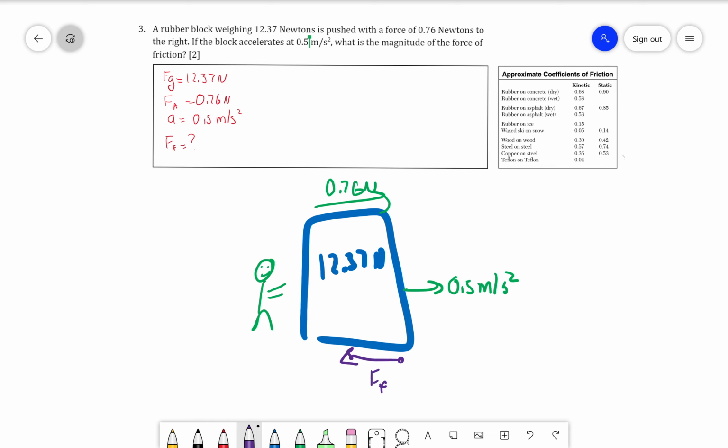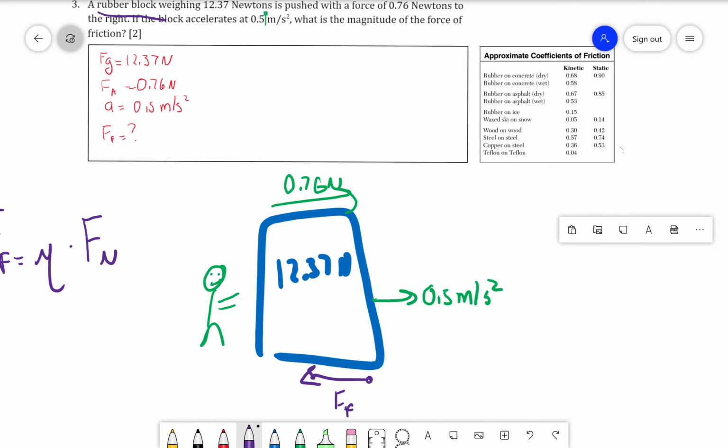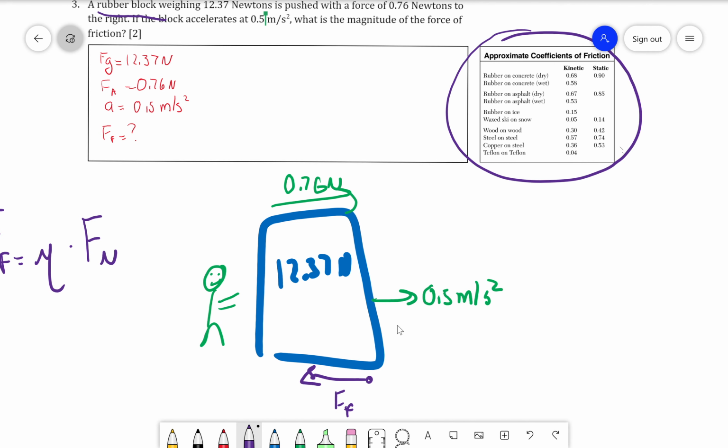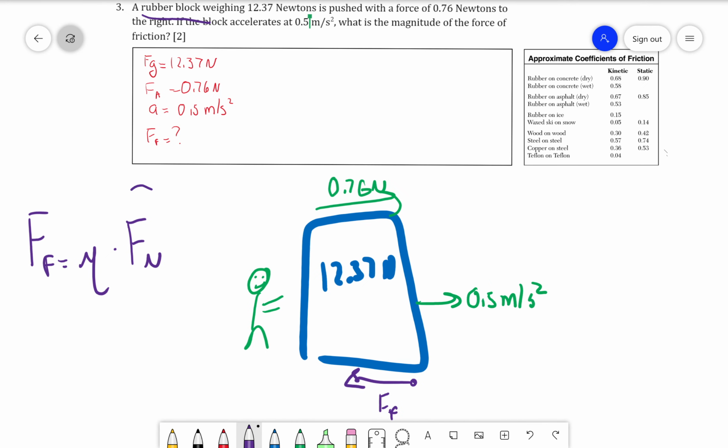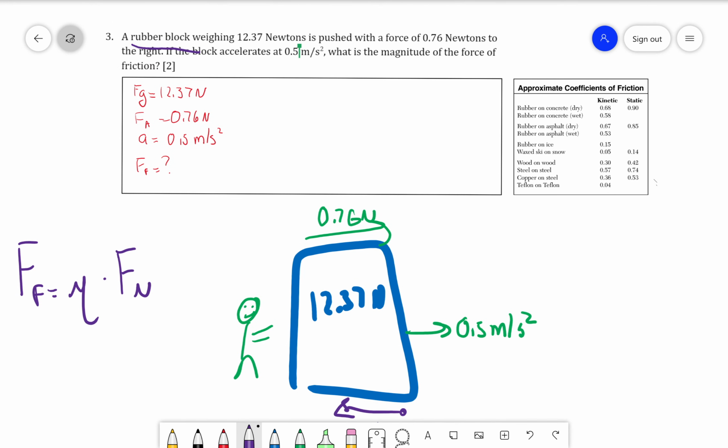Now your first thought might be to use this: F_f equals mu times F_n, where mu is the coefficient of friction. Right? That might have been your first thought. And it says a rubber block weighing 12.37 newtons. So you're like, cool, I know the material of this block. So all I have to do is look at my reference table, look at this little table right here, and I can find out what this is, and I know what this is from the gravitational force, and I can solve it. That's not what you have to do.